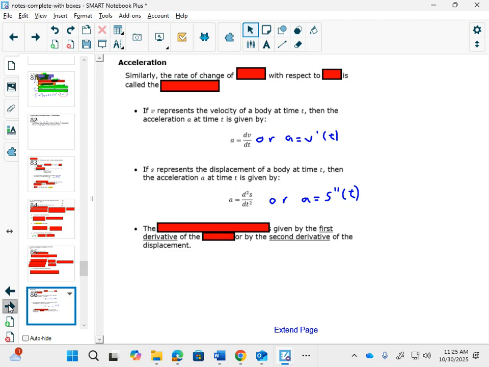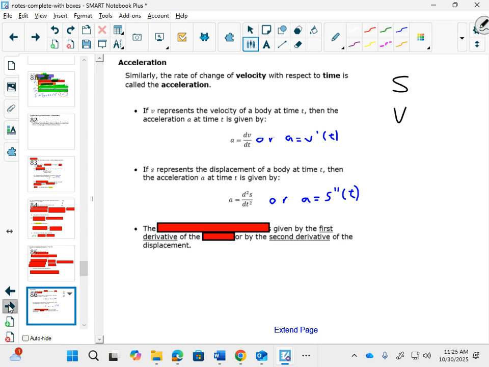Acceleration, right? The rate of change of velocity with respect to time is called acceleration. So we've got this to help us remember all of this. And so we can write acceleration as the first derivative of velocity, which means that it's the second derivative of displacement.